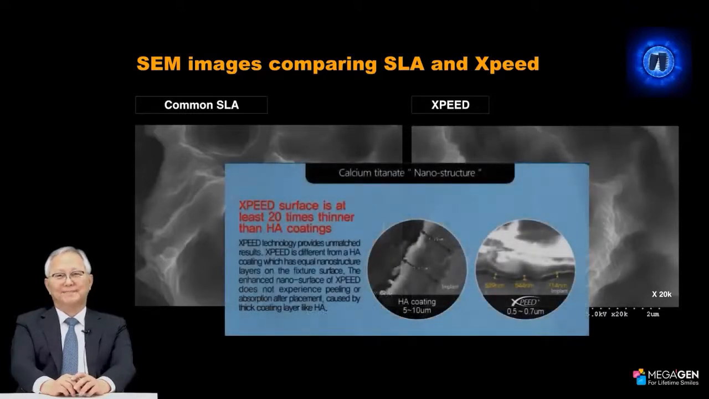Okay, and many doctors ask me about calcium ion incorporation. The XP surface looks like an HA coating, but this is totally different.